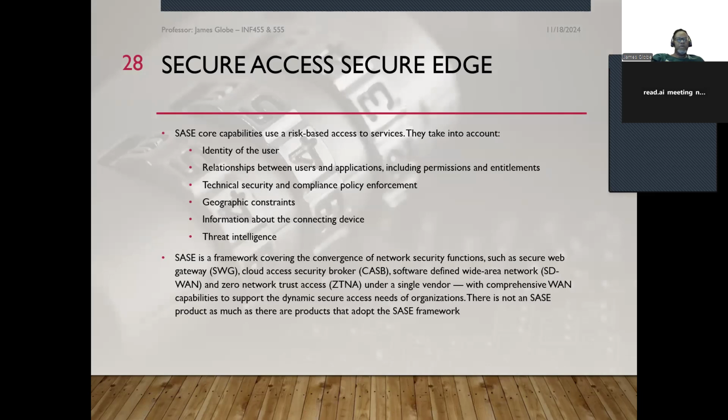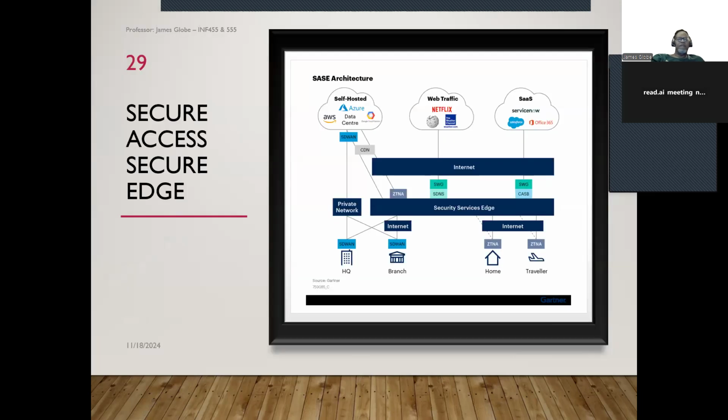This just gives you a little bit more on SASE, how it makes determinations if you authorize or not. Again, a lot of things we've talked about in the class, it all comes together in secure access, secure edge technologies. SASE is a framework covering the convergence of network security functions, and products that implement them is listed on this slide. So your SWG, your CASB, your SD-WAN, or things that help implement that.